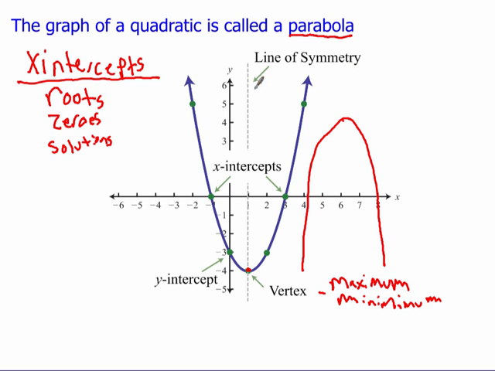And then the line of symmetry is just the vertical line that goes through the vertex, and it's called the line of symmetry because this side of the line and this side of the line mirror each other. So, just some vocabulary you need to know.